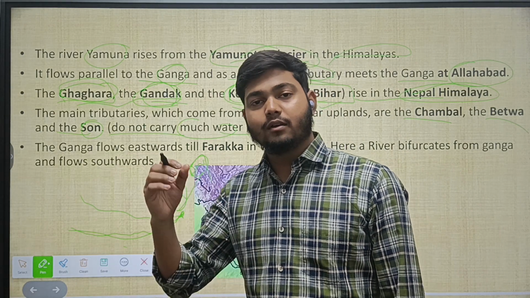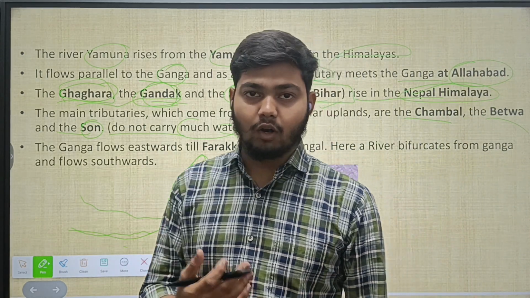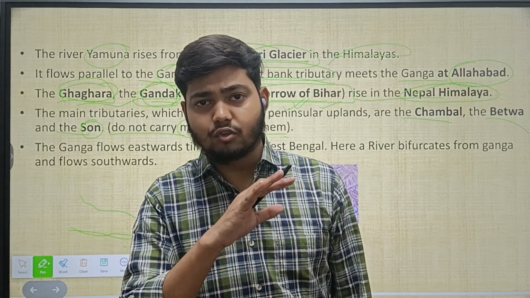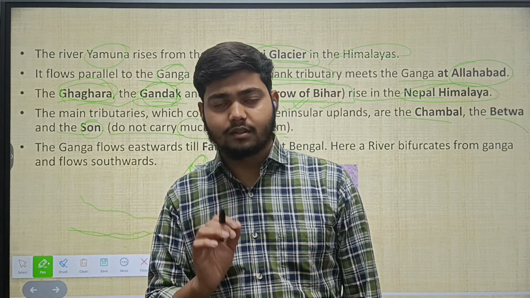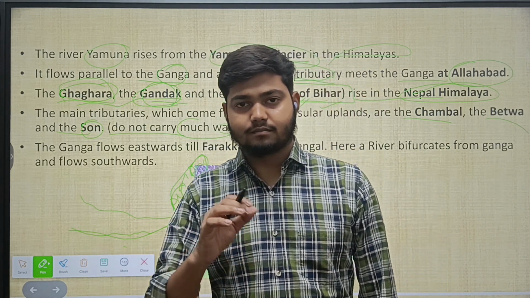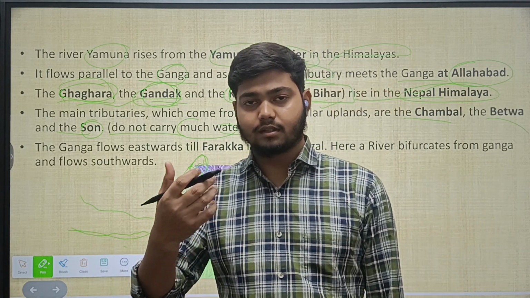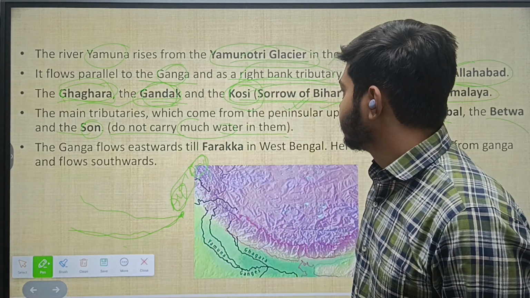They depend upon the rainfall. When the rainfall will occur, the amount of water will increase in the peninsular rivers, but the Himalayan rivers do not totally depend on the rainfall. They get water through both rainfall as well as snow melting.